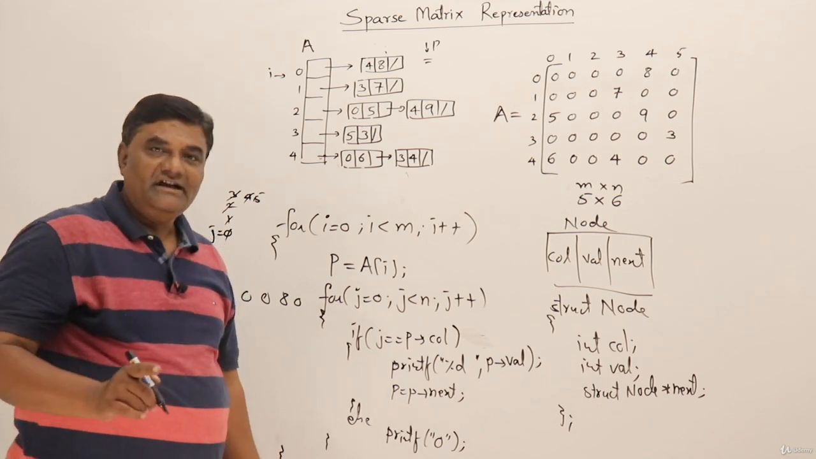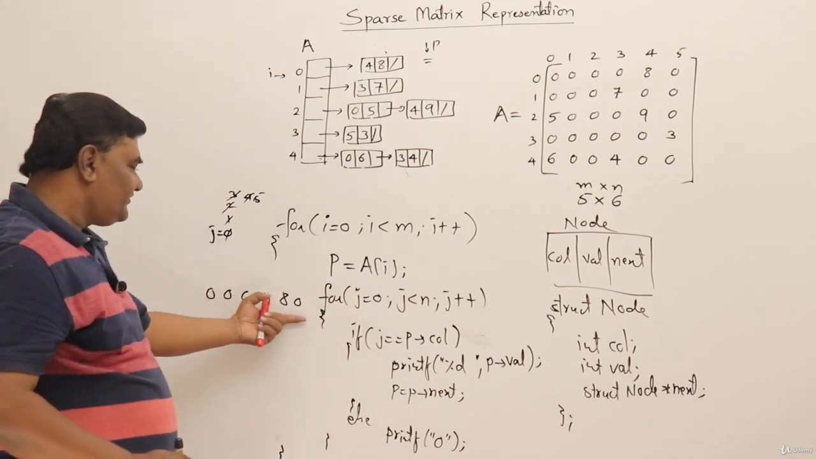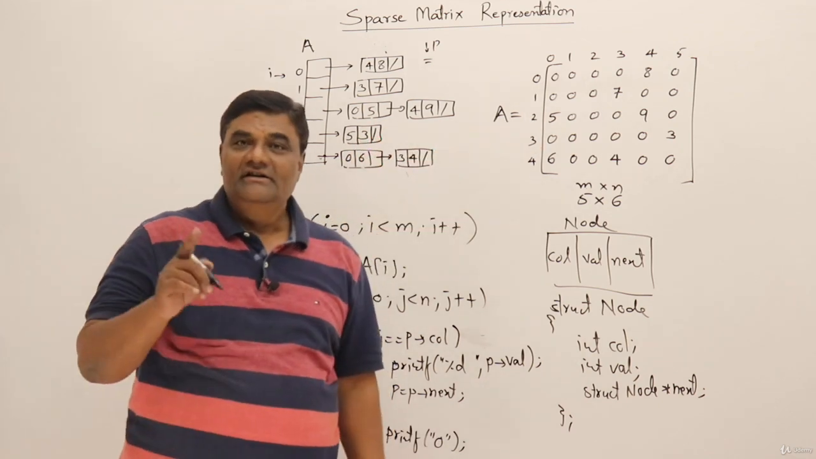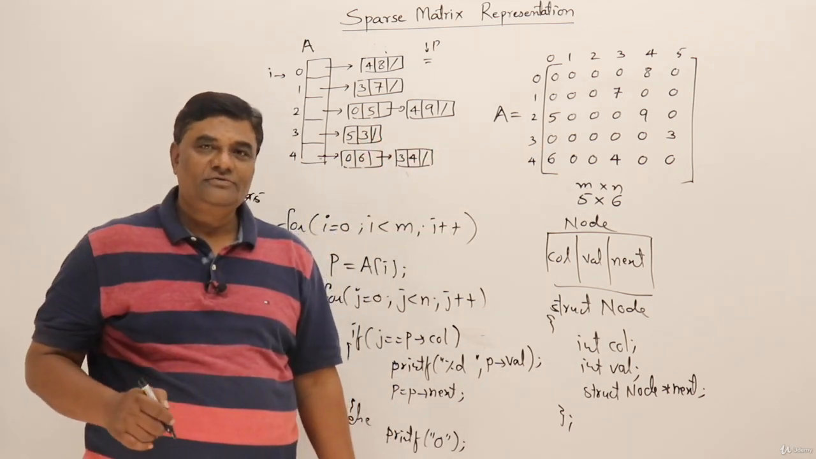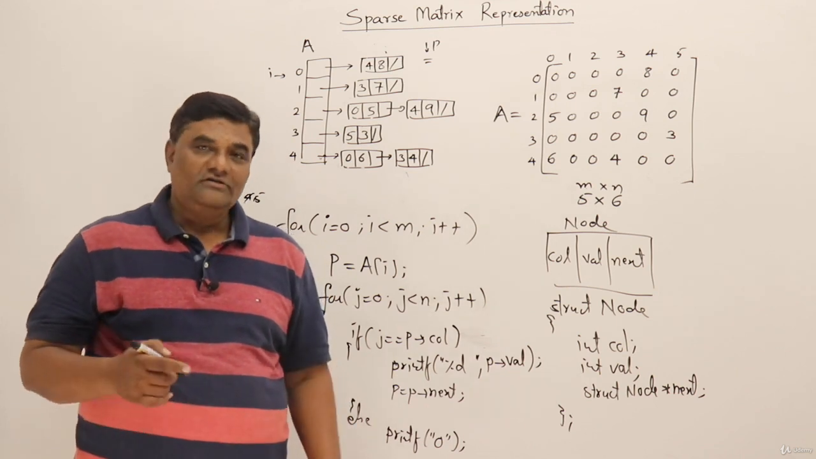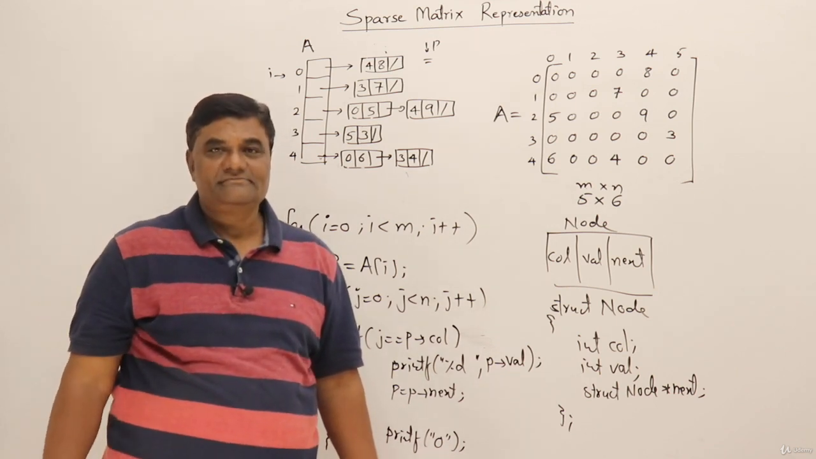So I have just given the idea of how to display this sparse matrix. The complete row 0, 0, 0, 0, 8, 0: all the values are printed, zeros as well as non-zeros. So the rest of the thing is an exercise for you. Write a complete program and also write a program for adding two sparse matrices.